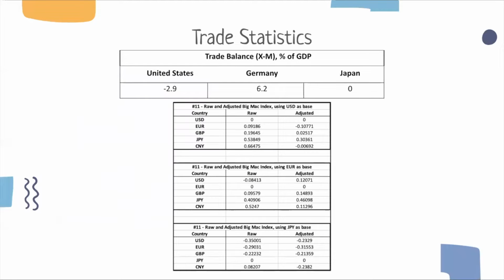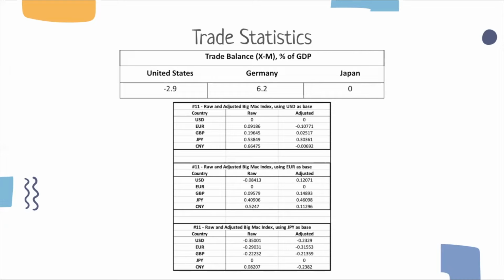So, to start off with the trade statistics, one of the largest things that I looked at the first iteration of this project was the trade balance. This showed us that the United States had a negative trade balance of negative 2.9, Germany had a positive trade balance of 6.2, and Japan actually had a trade balance of 0. And I thought this was pretty interesting because this means that the United States has a trade deficit, Germany has a trade surplus, and Japan is neutral.